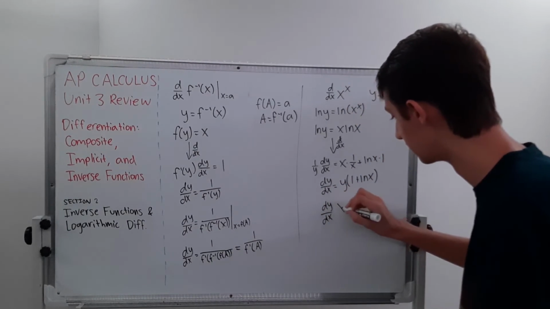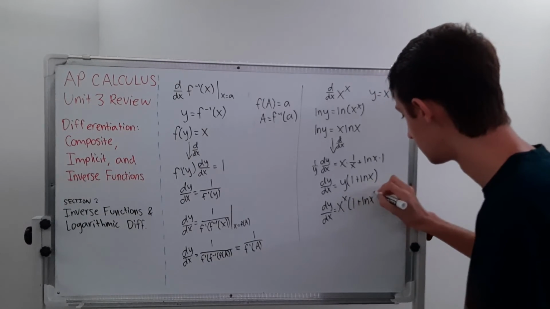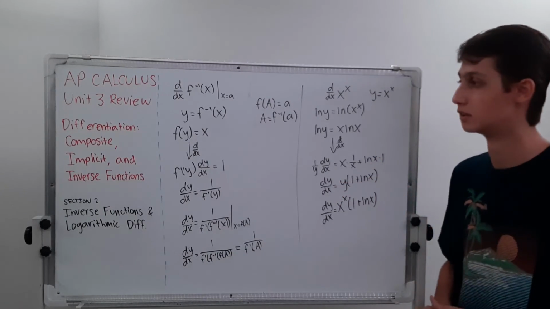So this is equal to x to the x times 1 plus ln x. And this is your solution. And you can think of other functions to do this with.